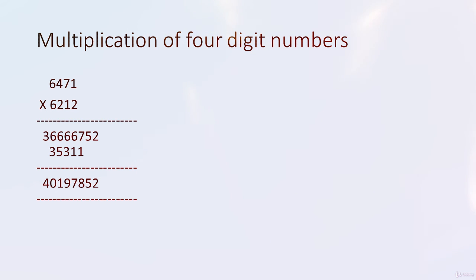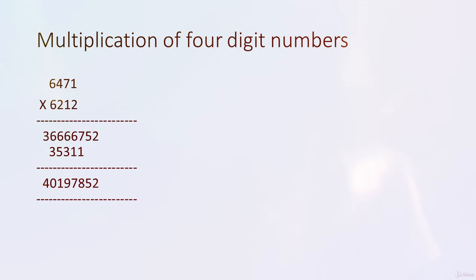And for obtaining the third digit, we will do cross multiplication of second and fourth digits and vertical multiplication of the middle digits. The third digit will be 4 multiplied by 2, 2 multiplied by 1, and 7 multiplied by 1. And the answer will be 17. We write down 7, we carry forward 1.